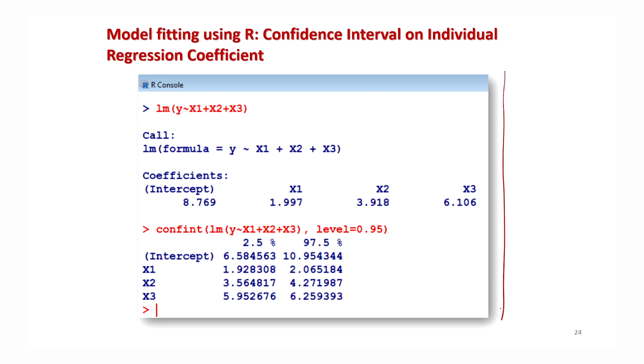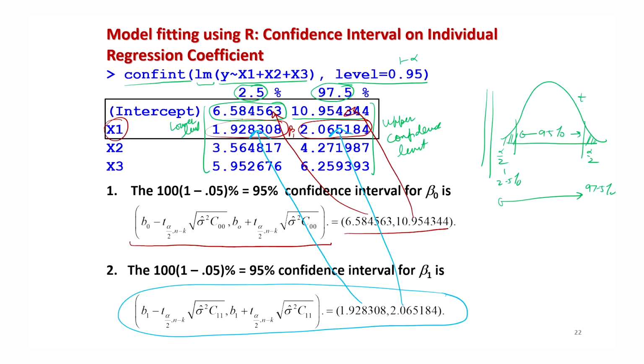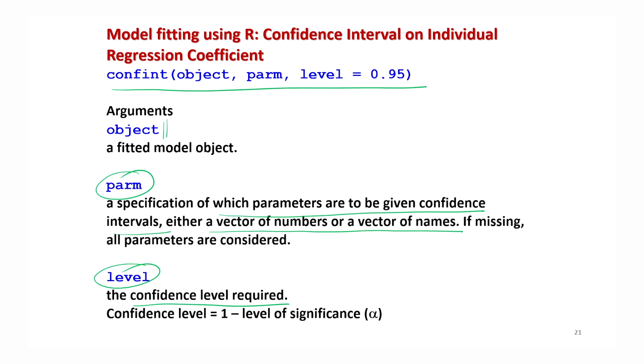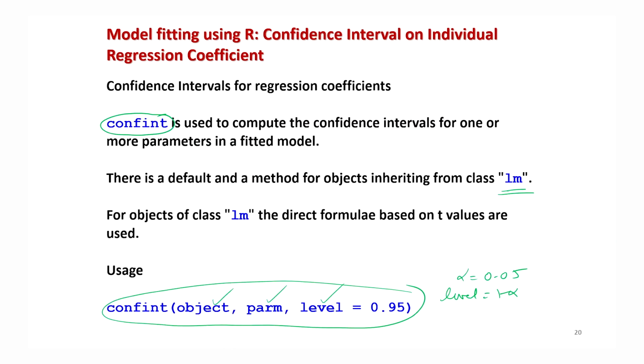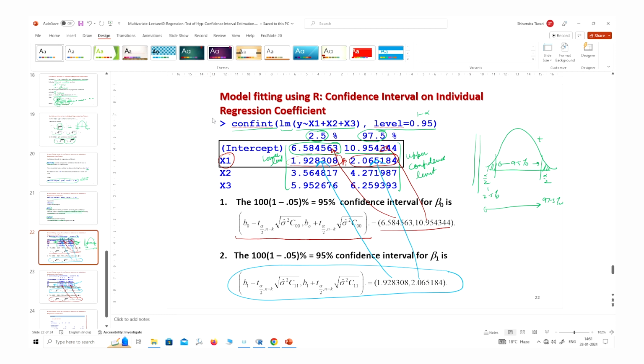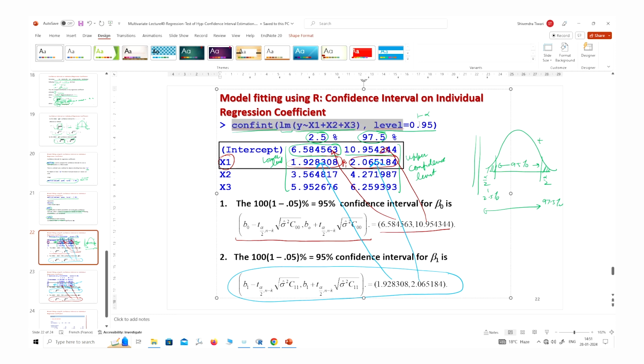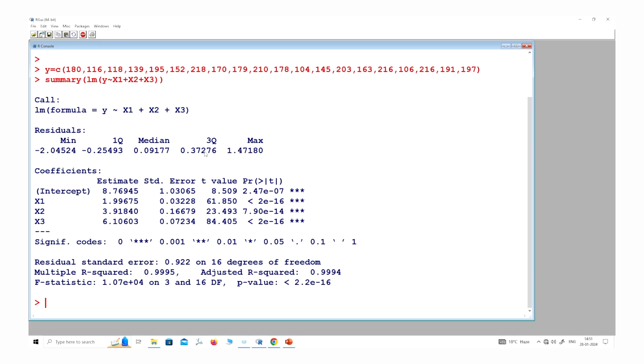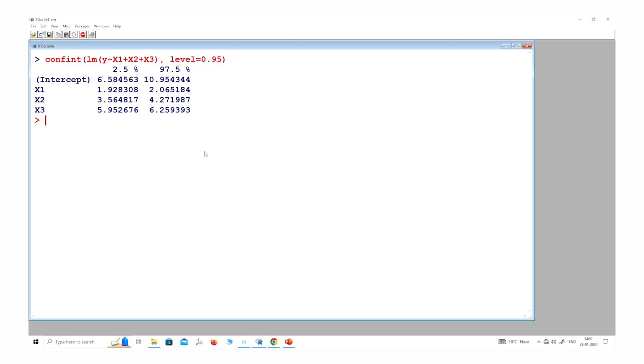And let me show you these operations in the R software also. So, I already have these values of x1, x2, x3 and y. So I simply have to say confint. And you can see the output here.